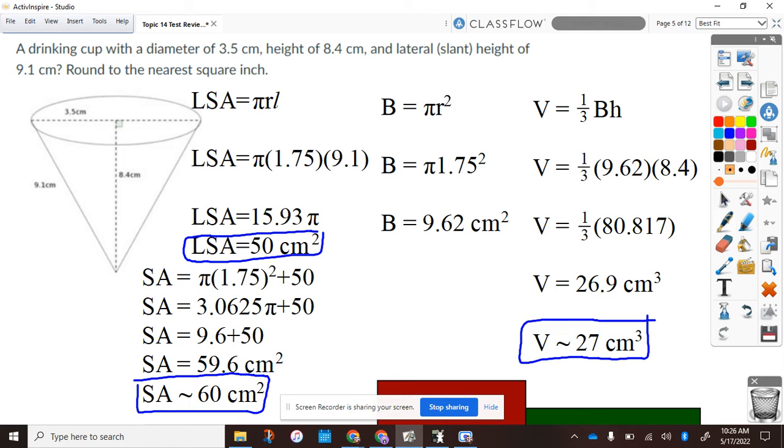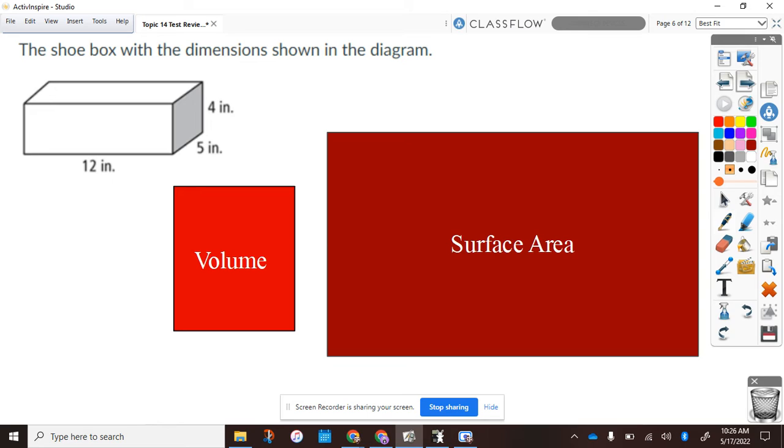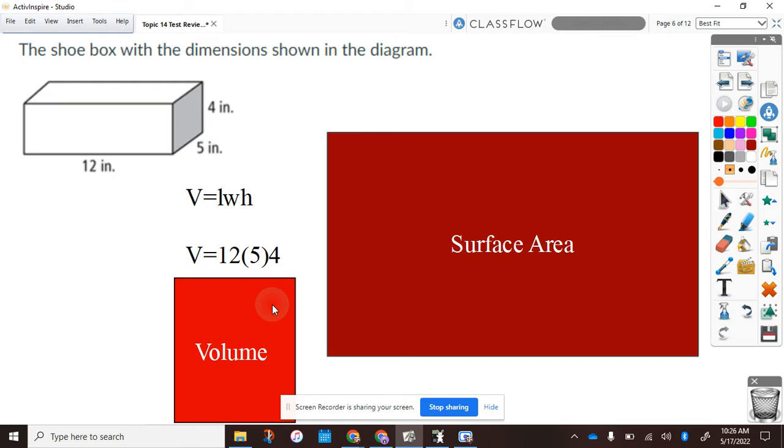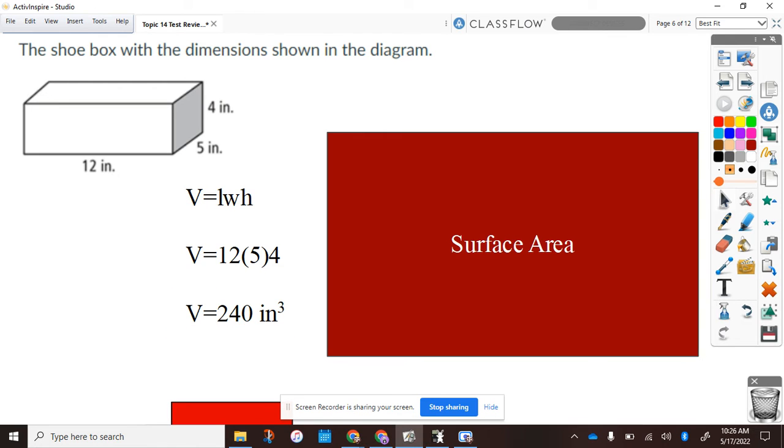27 cubic centimeters is your volume. This one's another rectangular prism. It's a shoebox, 12 by 5 by 4. Volume is length, width, height: length times width times height. 12 times 5 times 4, 240.